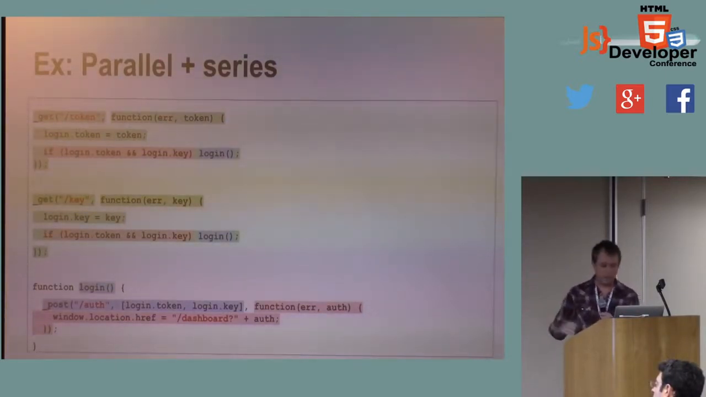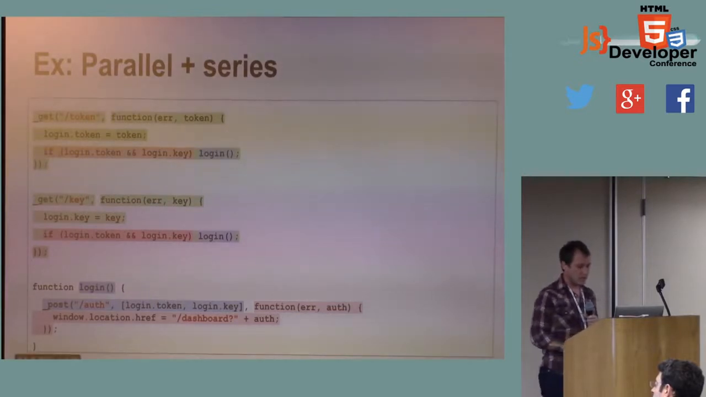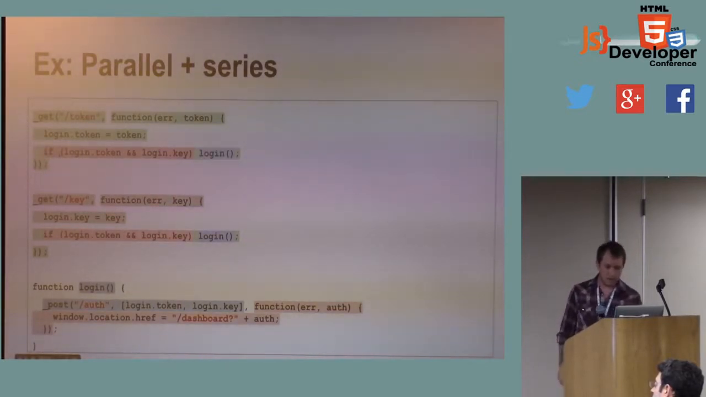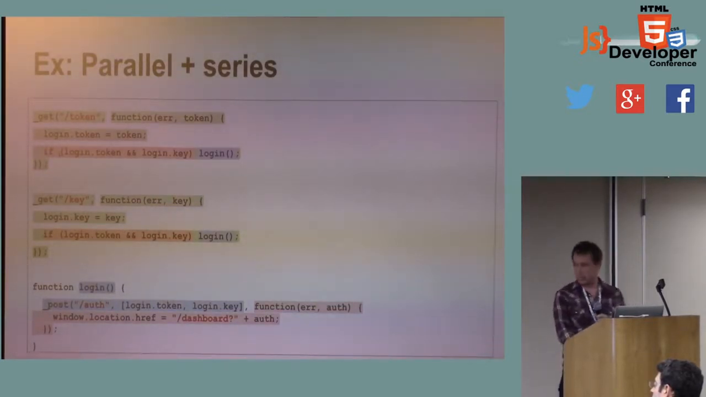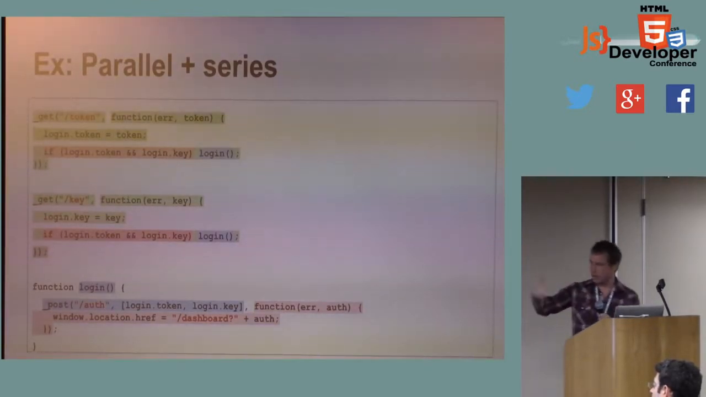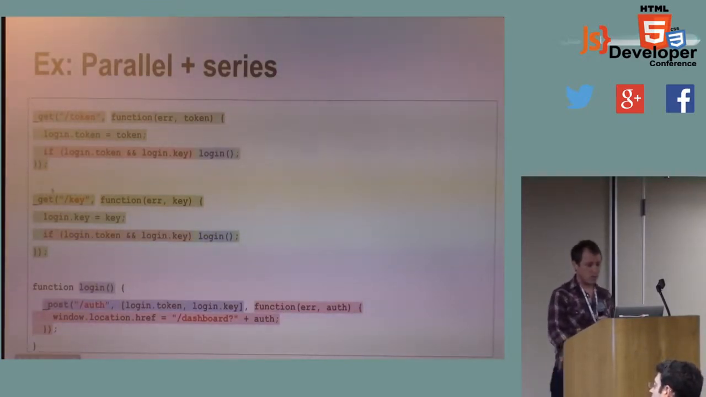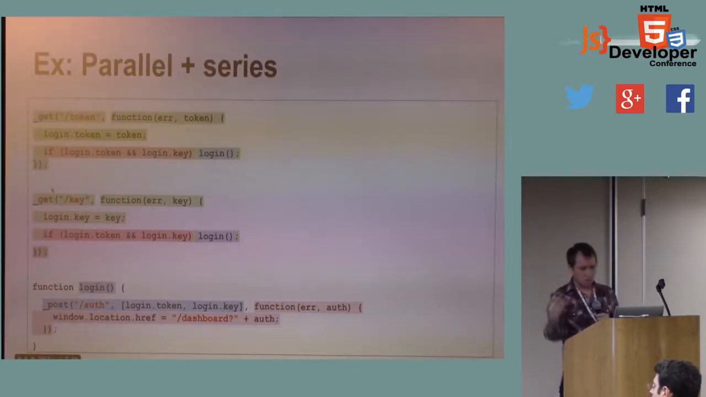It's a bunch of boilerplate code that we have to write, namely this if login token and login key. It's sloppy, and furthermore, getting the token and what to do next are two things that are tied together. What if we want to get a token and we don't then want to log in? We have to move some code around.